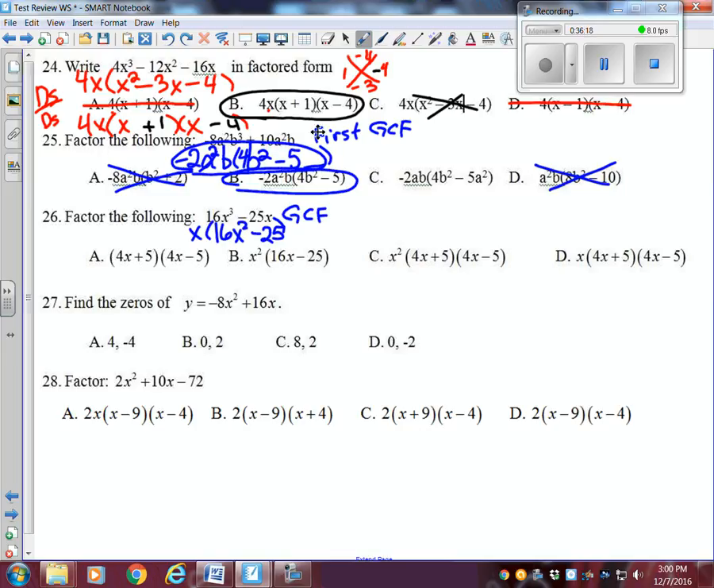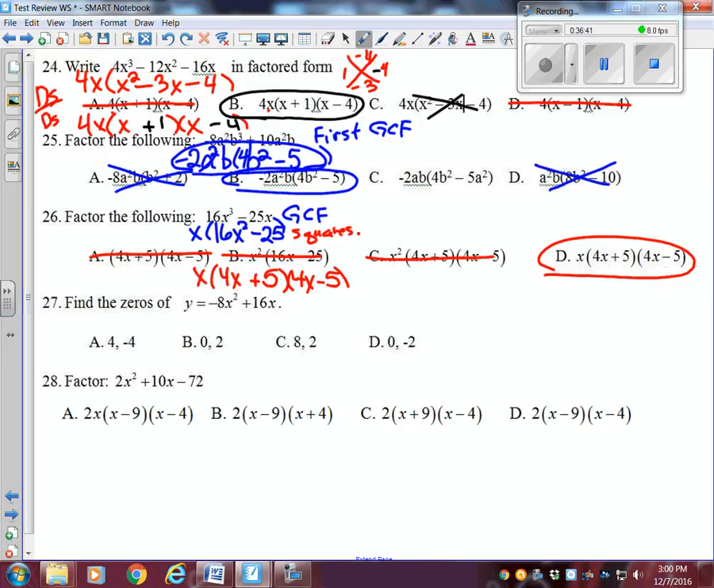Now I end up with squares. So this one actually factors twice. Okay, so I keep my x out front. That's going to break down into 4x and 4x. That's going to break down into 5 and 5. And one is positive and one is negative. So x out front means this one's not it, this one's not it, and that's not it. Here we go. D is it.